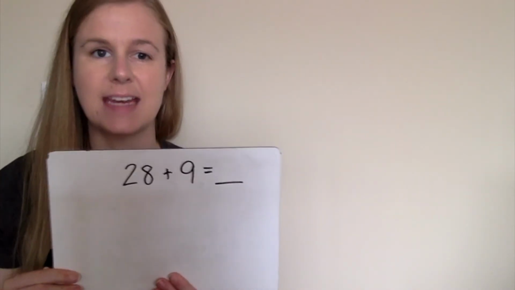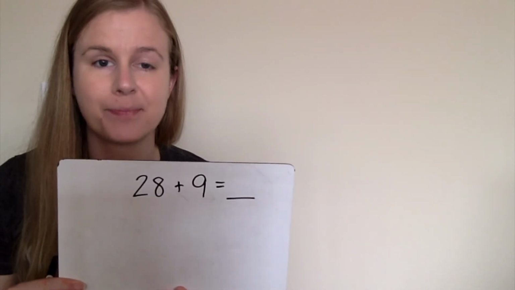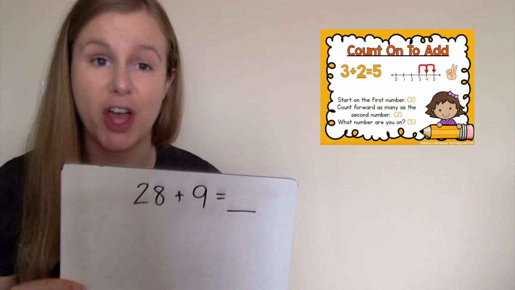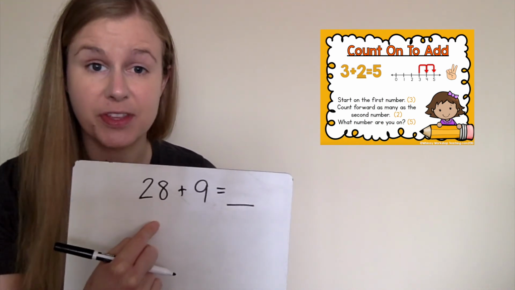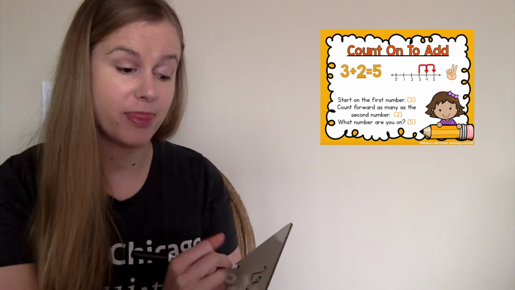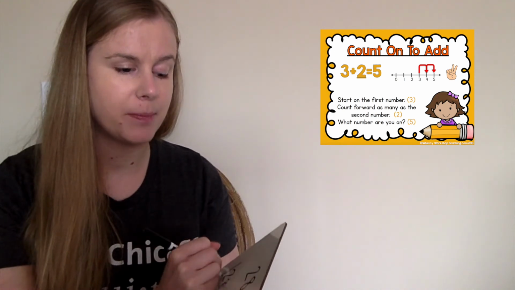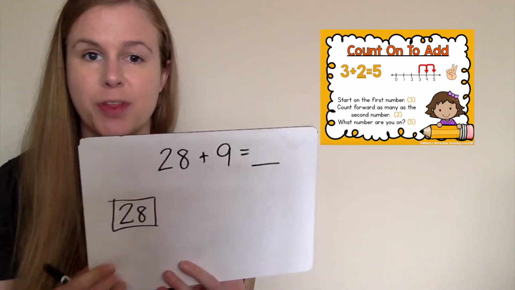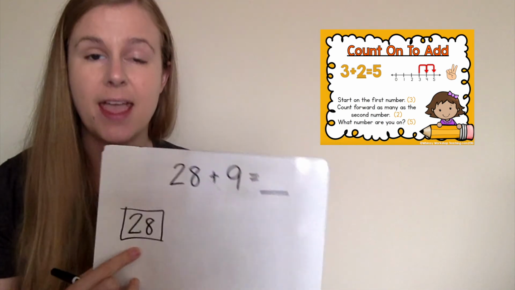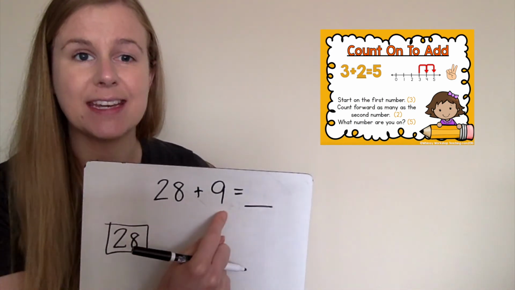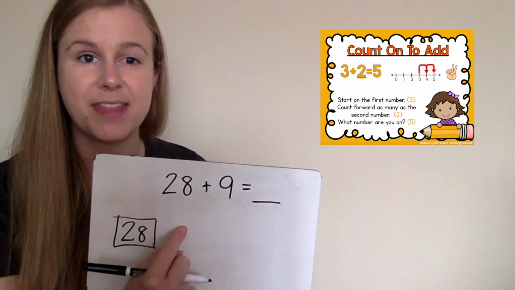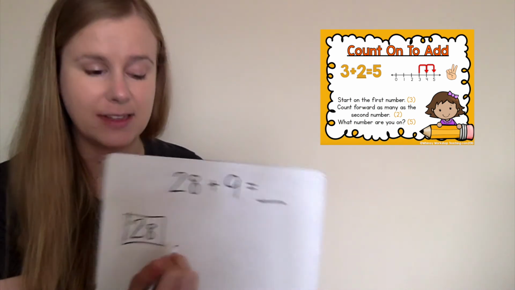28 plus 9 equals blank. I'm going to use count on to add because this is a big number. I'm going to start with this big number. I want the biggest number, and I'm going to put a box around it to show that that's my first part. Then, instead of drawing a number line, this time I'm going to draw circles. I need to draw the second part. That's 9. I'm going to draw 9 circles.